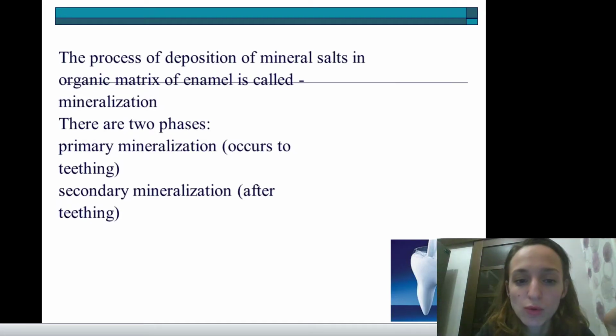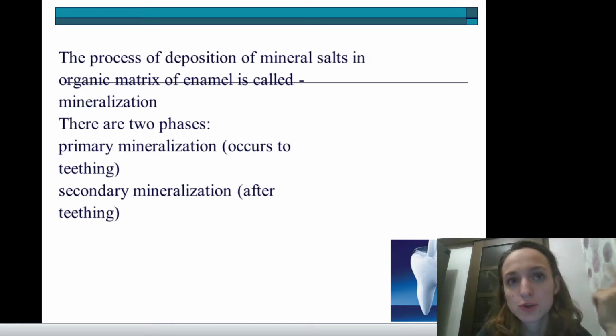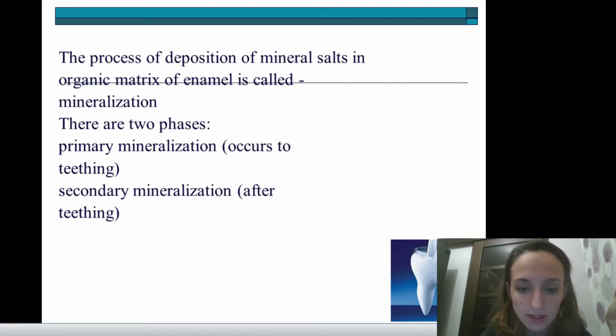The process of deposition of mineral salts in the organic matrix of enamel is called mineralization. There are two phases. The first phase is primary mineralization, and the second is secondary, after teething of the teeth.